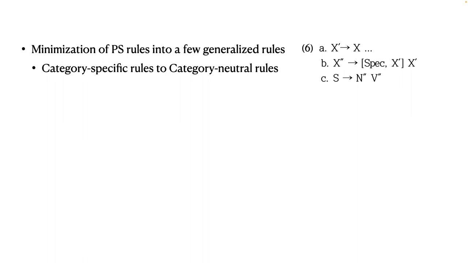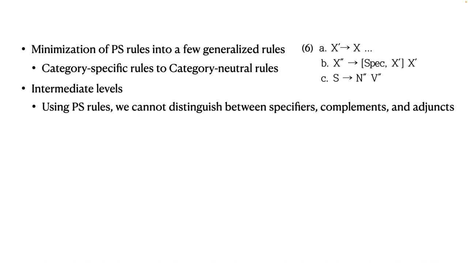This is the prototype of today's X-bar theory, which minimizes numerous existing PS rules into just 3 lines of generalized rules. In other words, category-specific PS rules have been generalized to category-neutral rules. In addition to the minimization of PS rules, the intermediate level assumed in the X-bar theory also solved the problems of previous phrase structure grammar, which had only word level categories and phrase level categories, and can explain more linguistic phenomena.